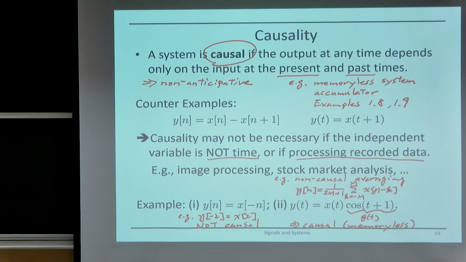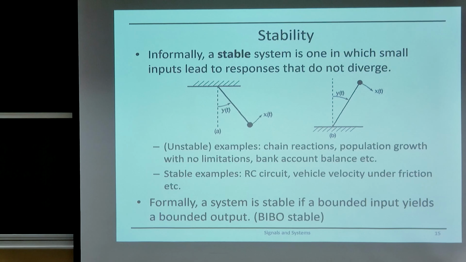So the next property is stability. What does it mean for a system to be stable? Intuitively, we say that a system is unstable if a small input may lead to a very large, possibly diverging output. So this is an intuitive example.